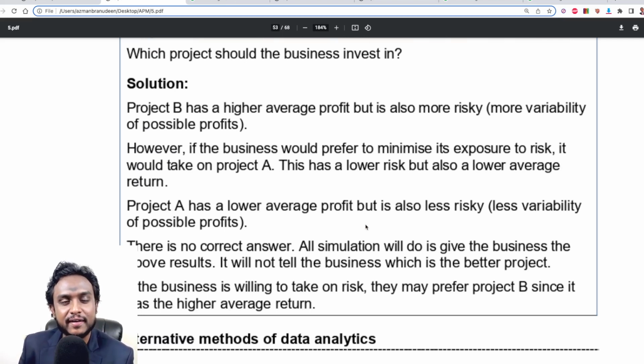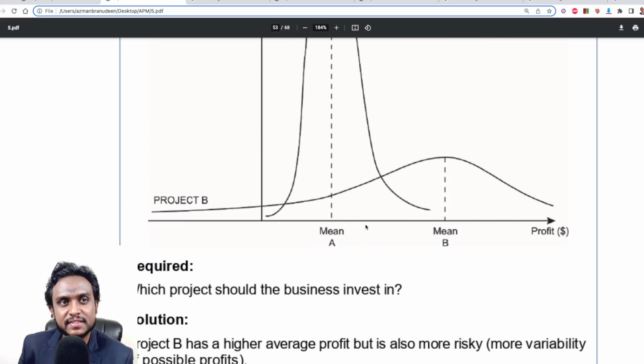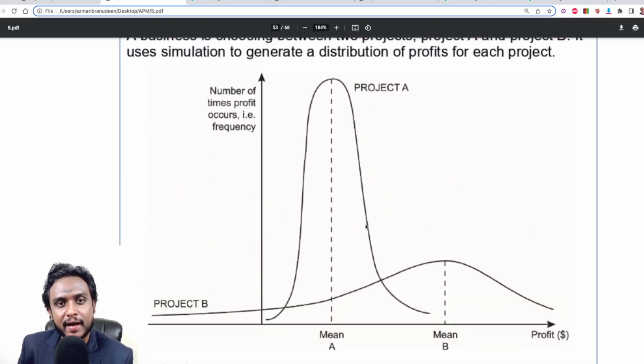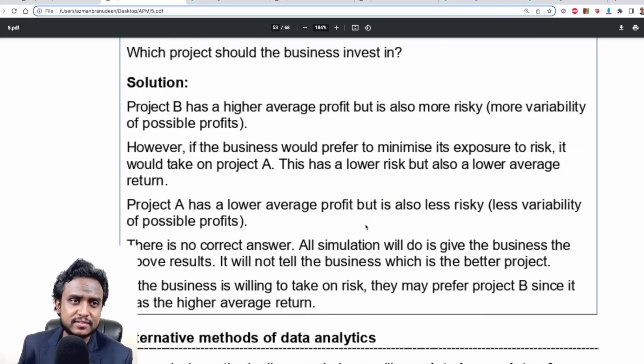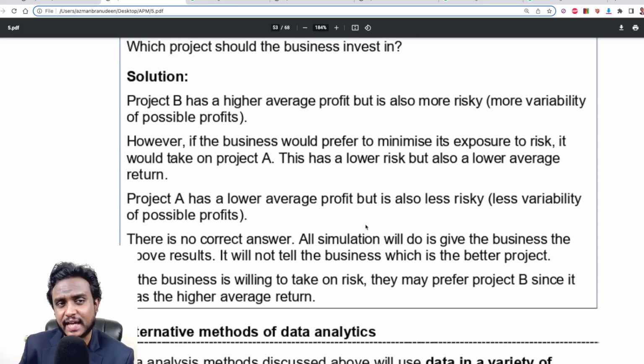If you are a more risky person, then even though the frequency of the profits is low, that the number of times you make the profit is low, you might actually go and take a chance and think, okay, I'm positive that this might work. Risk taking attitude. But if not, you'd rather make a lower profit but a higher number of times and be assured that you're going to gain something, and choose project A. So the decision making is like that.